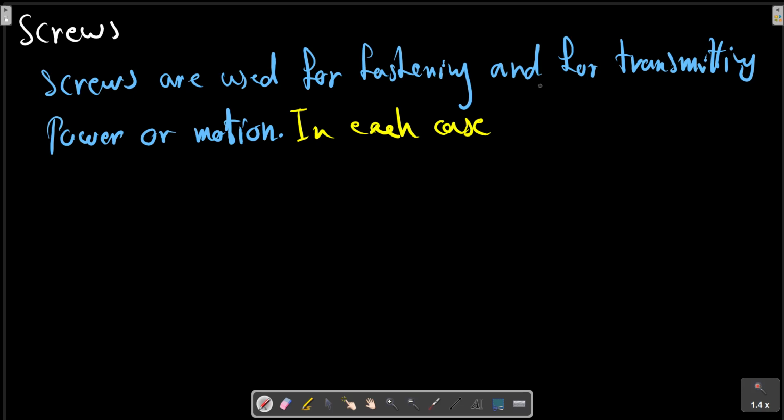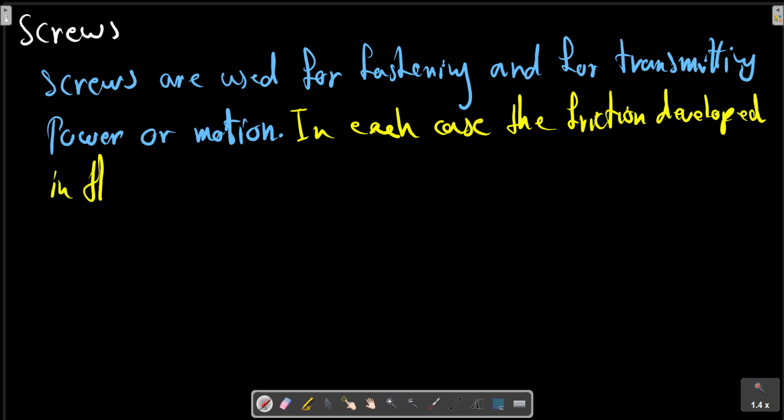The friction developed in the threads largely determines the action of the screw.